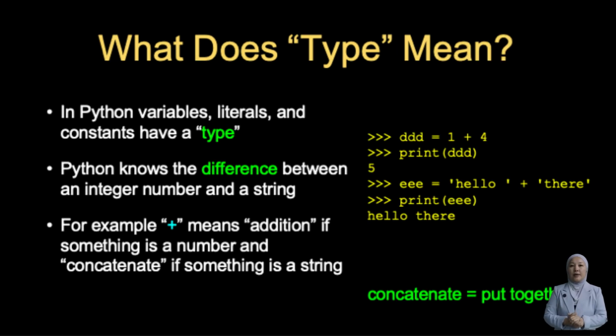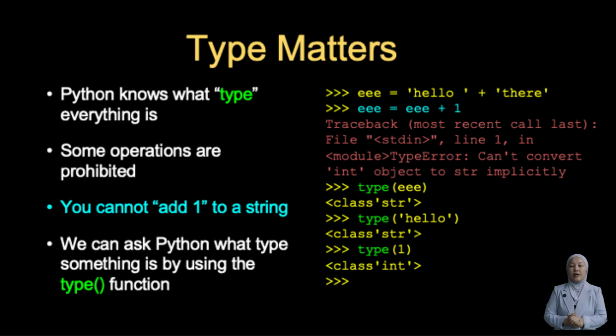A crucial concept in Python is type. Every value, every constant and variable has a type. Python knows whether something is an integer, int, a floating point number, float, or a string, str. The type dictates what operations are legal. The plus operator means numerical addition for numbers, but for strings it means concatenation, gluing them together. This is why 'hello' + 'there' works, but 'hello' + 1 causes a type error. Python is telling you it cannot combine these different types with that operator.